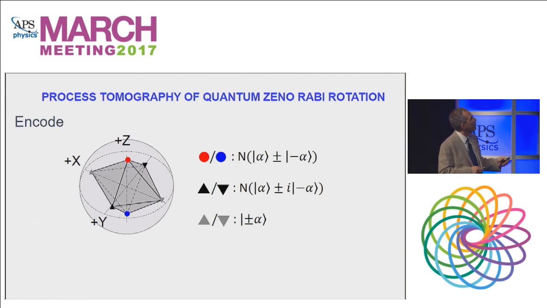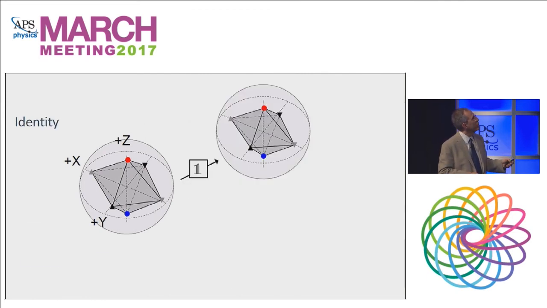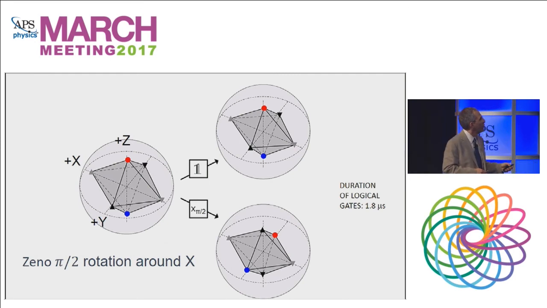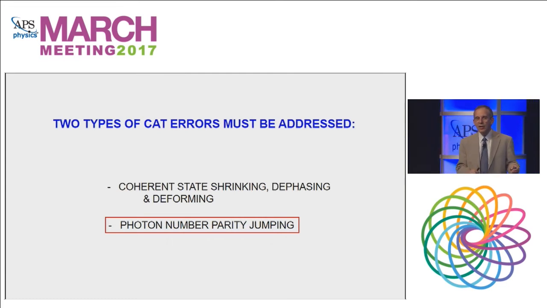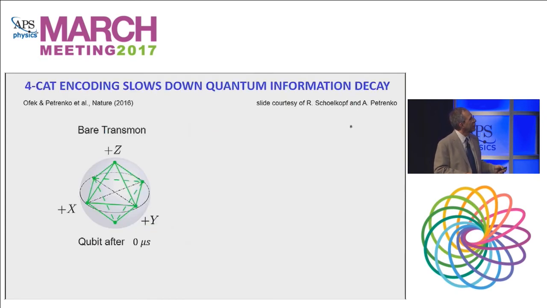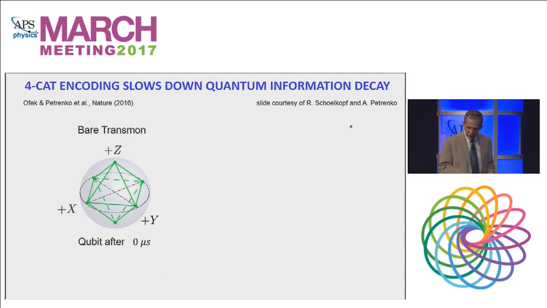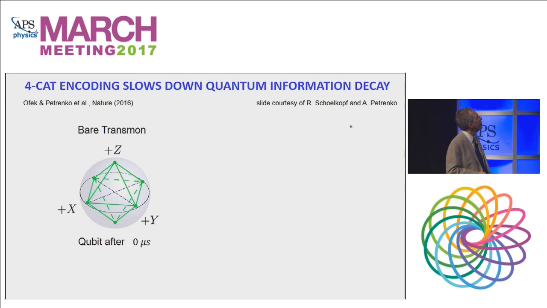I'm going to just flash very quickly these transparencies which show that we can do a pi over 2 Zeno gate in 1.8 microseconds, and go also very quickly over this last topic, which is the fact that we can actually correct for the photon number parity jumping. So this is an experiment done in the group of Rob Schoelkopf, with whom we have this long-standing collaboration. And basically, the set of experiments which Rob will describe tomorrow in a nutshell are the following.